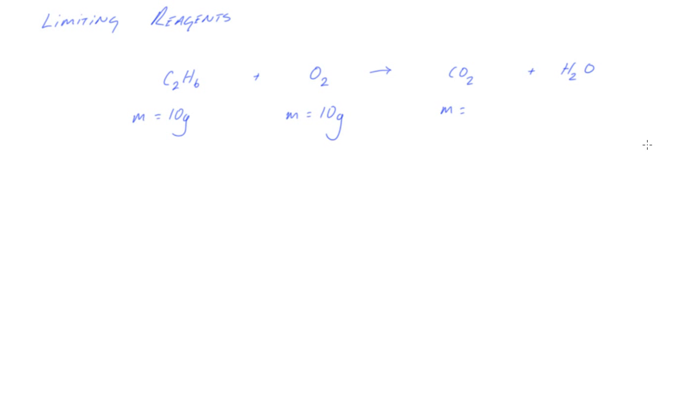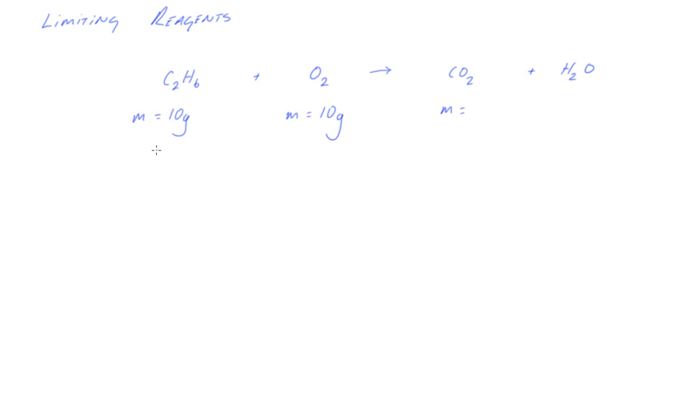Hi, in this video I'm going to be explaining a little bit more complicated limiting reagents question. This is a simple combustion reaction where we have the hydrocarbon ethane being burnt in air to produce carbon dioxide and water. Well, it's not going to be burnt in air. I'm only going to limit it to 10 grams of oxygen, so it's in a sealed container. And I'm going to burn 10 grams of the ethane.